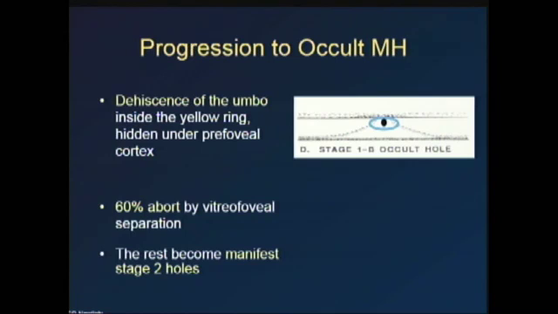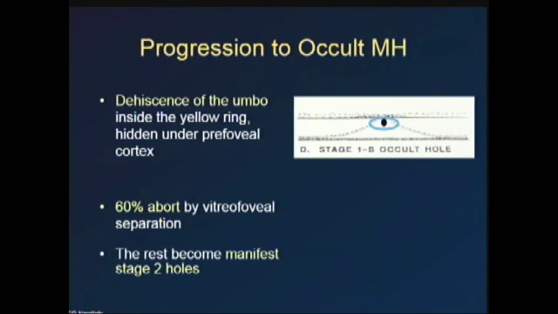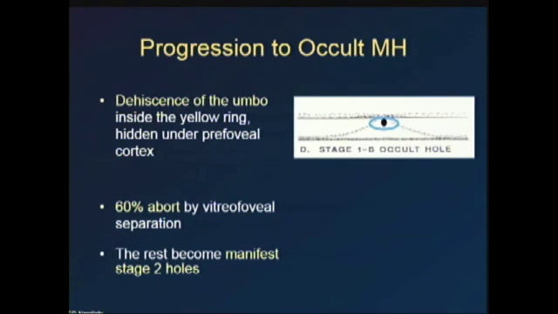Now, if the traction continues, then at one point, the fovea is going to have a little break in it, okay? And that is progression into an occult hole, according to Gass. And why do we call it occult? Because at that time, the prefoveal cortex is still stuck. So basically, you have a break in the fovea, but the vitreous in front of the fovea, stuck to the fovea, is still intact. And what Gass said is that if you have a separation of the vitreous, these holes will kind of close, and end of story.